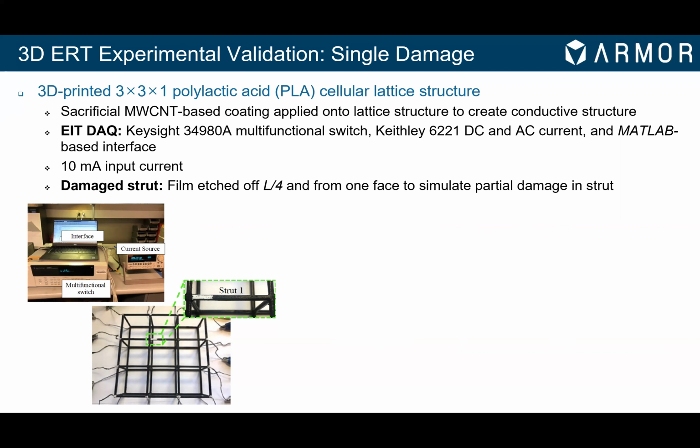cellular lattice grid structure, in this case using polylactic acid. But in order to create a conductive body where we can physically inject an electrical current, we spray coated this particular structure with this sacrificial multi-walled carbon nanotube-based coating in order to, again, provide for a conductive structure. The sacrificial layer was also very convenient because we can easily implement damage simply by etching off a portion of the film at any location. In this case, strut number 1.